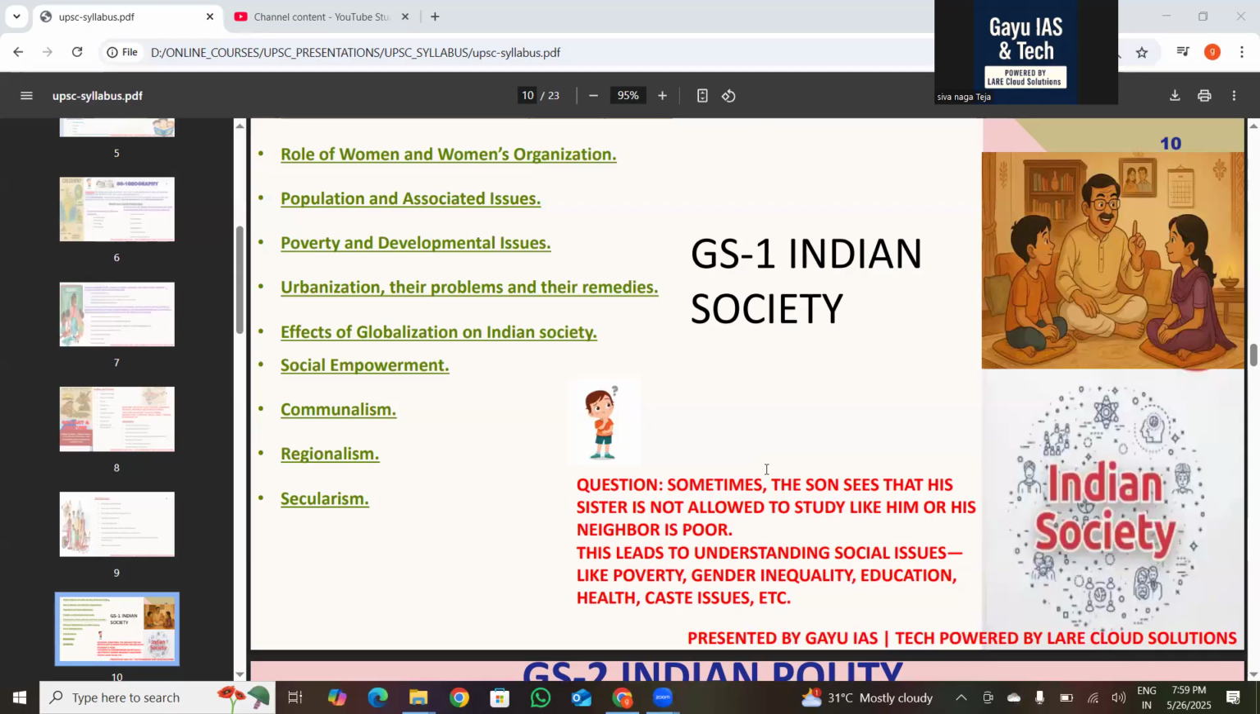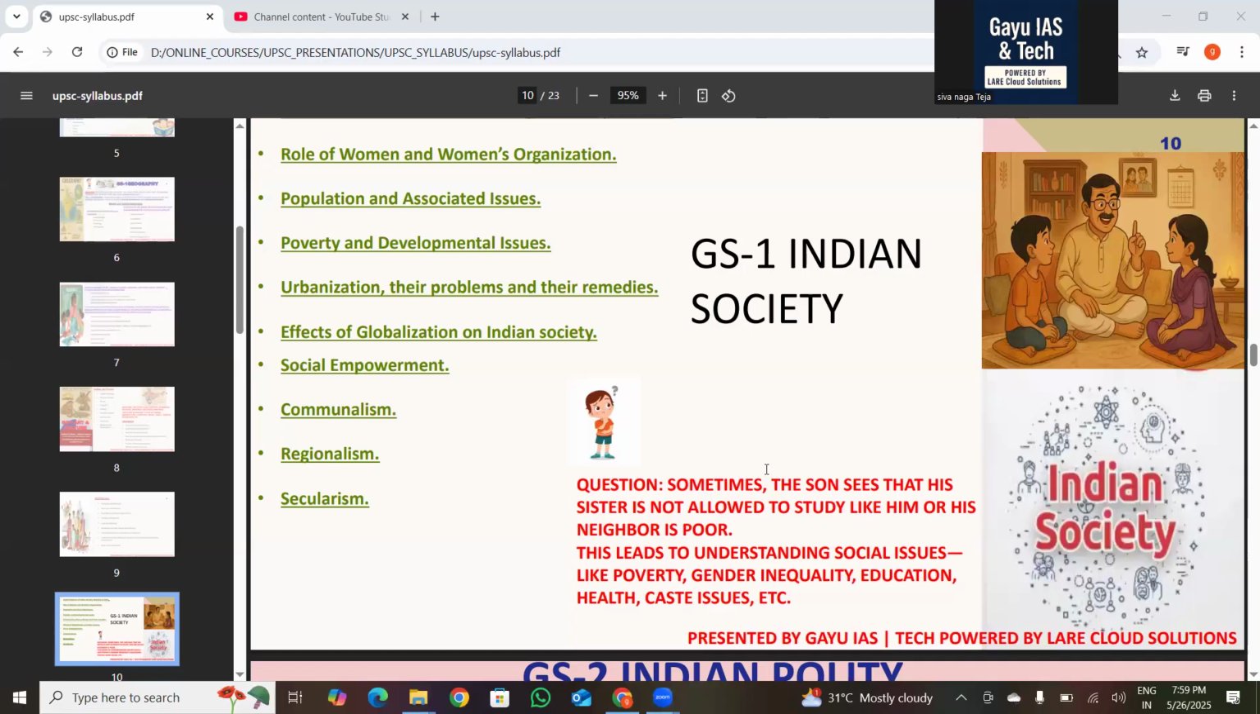Here we will study this, and after that, the second part was "knotted by inequality." Knotted by inequality means social empowerment, communalism, regionalism, and secularism. How? Every beautiful sari has knots like caste, class, and gender inequality that divide the threads. Here we are going to study caste systems and social stratification, economic and educational inequality, and discrimination based on religion, ethnicity, and gender.